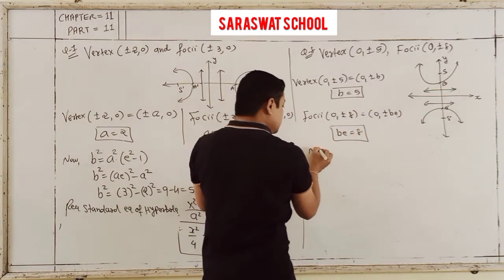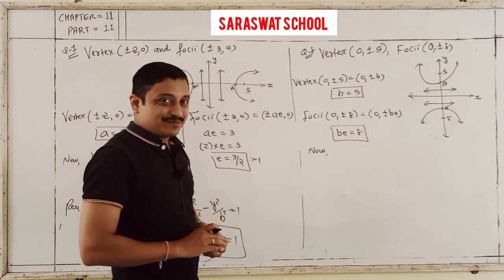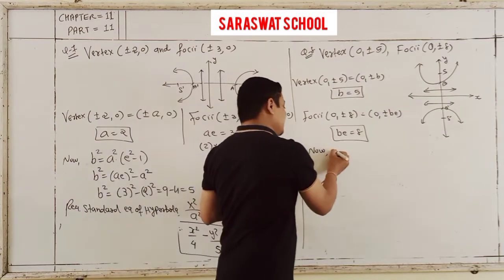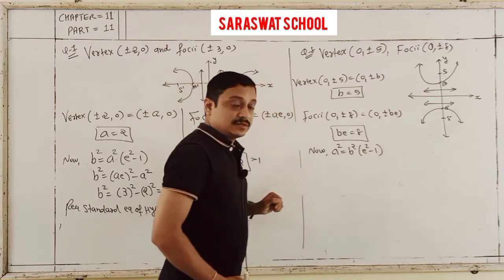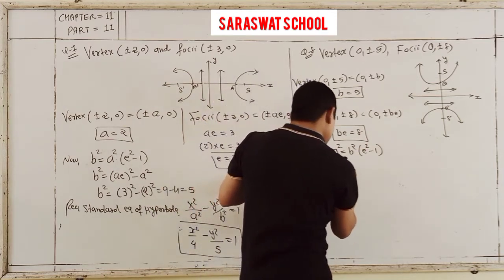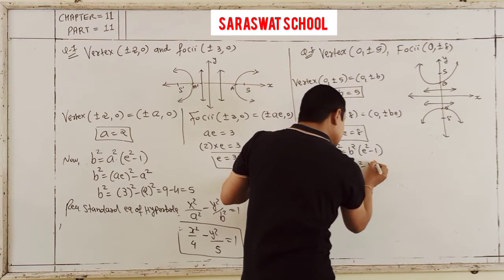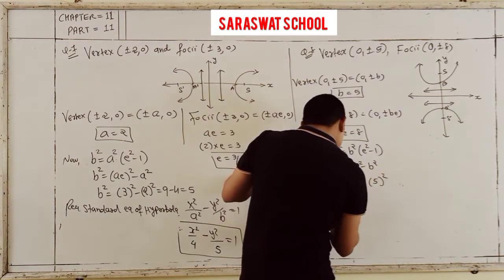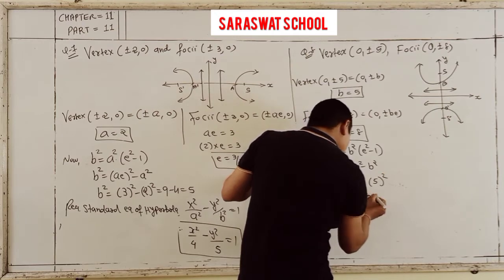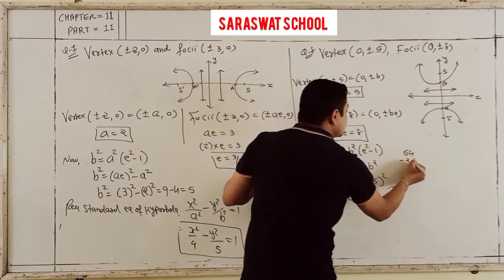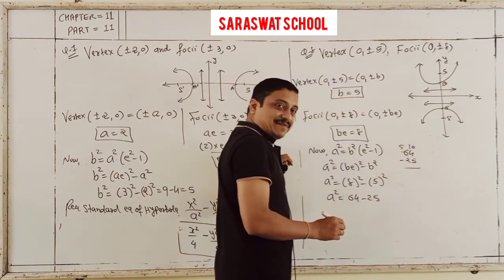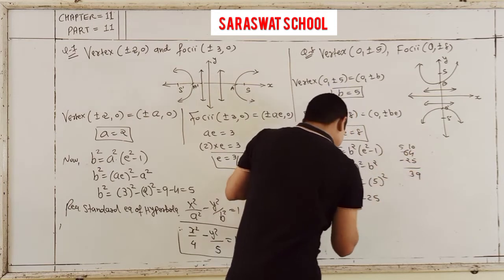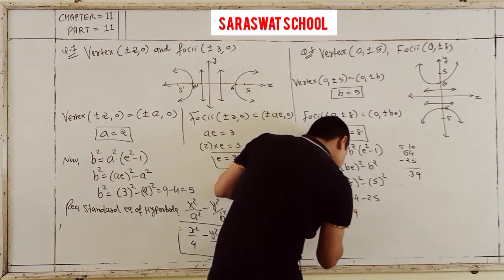Now students, you will use formula number 3: a square is equal to b square minus b square. Now b is 8 and the other is 5, so a square is equal to 64 minus 25, just subtract. That gives 39. A square is 39.